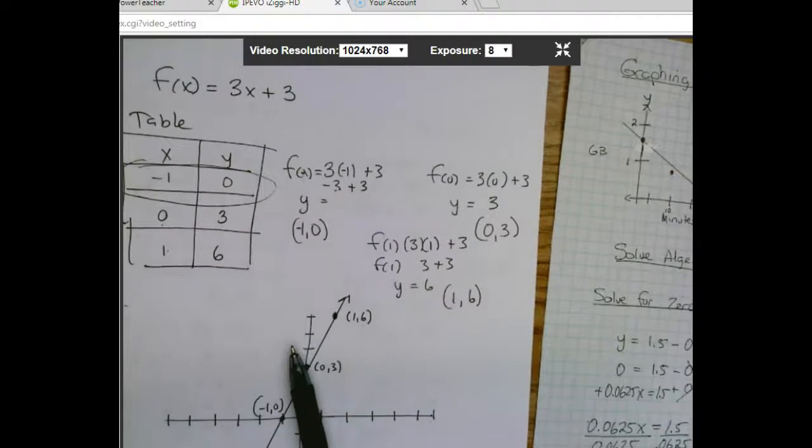Okay, so that's kind of the notes on zeros of functions. We'll do some more examples in class tomorrow, and I hope this makes sense to you.